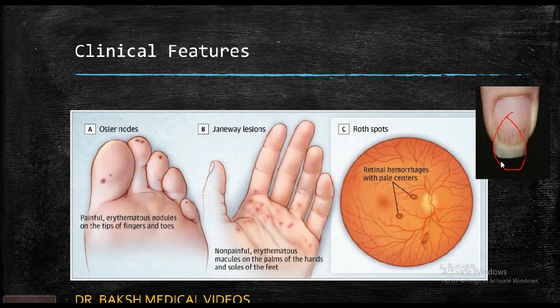So these are the splinter hemorrhages we can see. The Osler nodes, which are very painful, erythematous nodules. Janeway lesions, these are not elevated, these are macules and non-painful on the palms and soles of hands and feet. And Roth spots in the eye, you can see here.